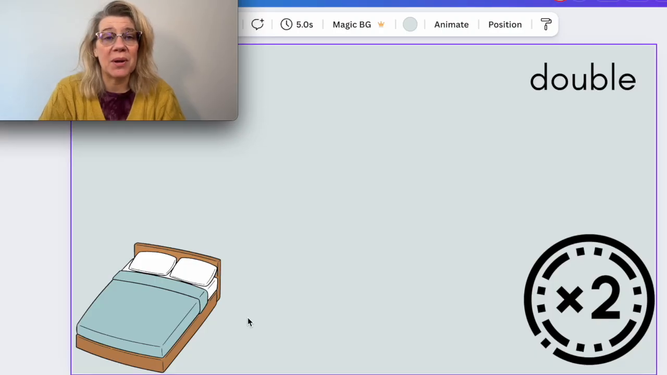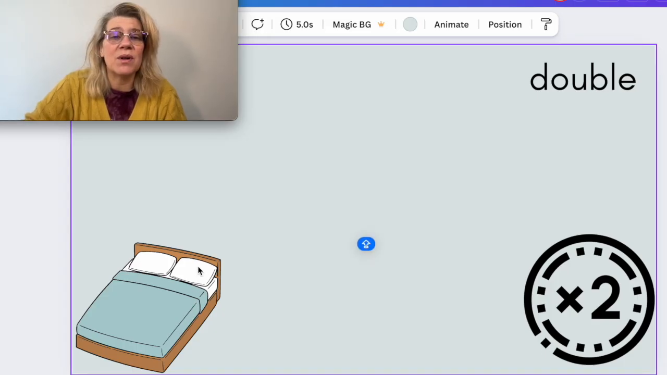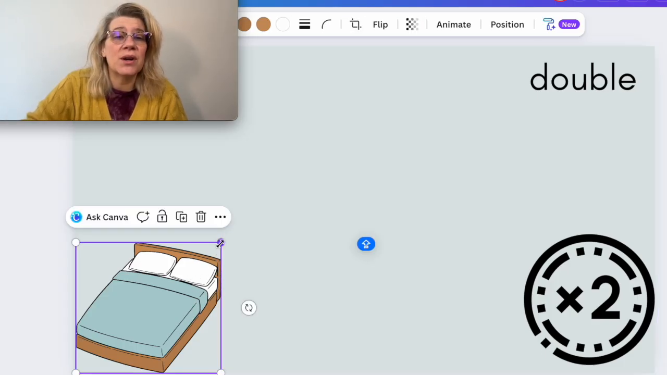Double. Double is when you have the same thing twice. So I have a times 2 here to show you. Double is when you have the same thing 2 times. So I have a picture here to show you times 2. If I'm going to double a number, like if I double 2, then I get 4. If I double 3, then I get 6.